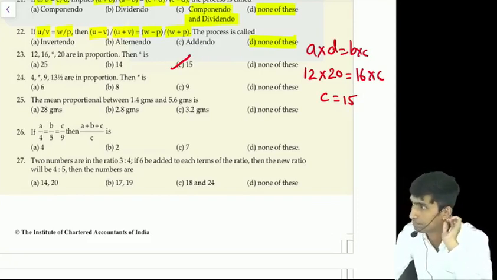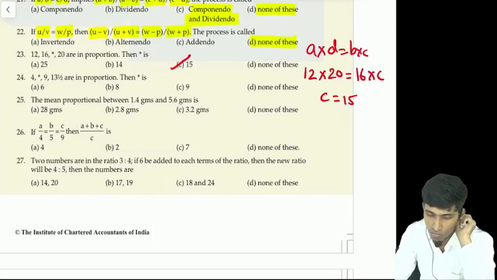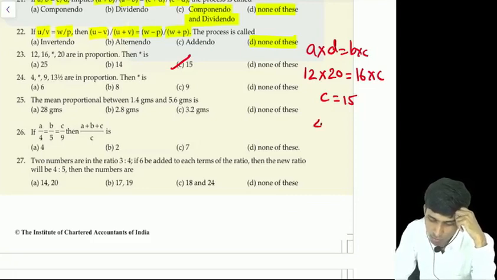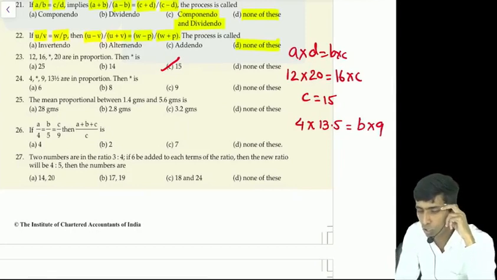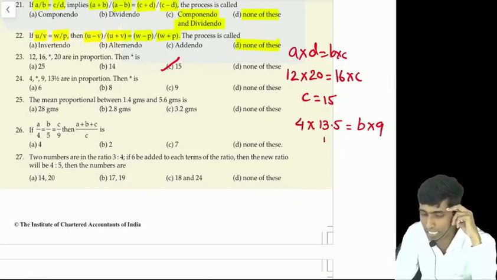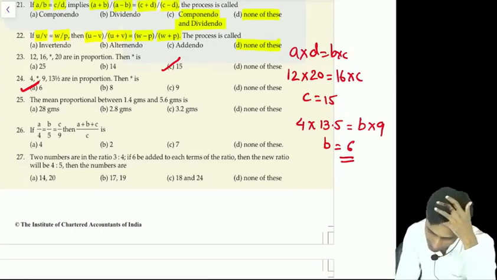Fourth proportional. 4, 9, 13.5. So A is what? 4 into, don't take fraction and all. 13.5 means 13.5 is equals to B into C. B into 9. So 4 into 13.5 divided by 9. Answer is what? 6. Option is A.